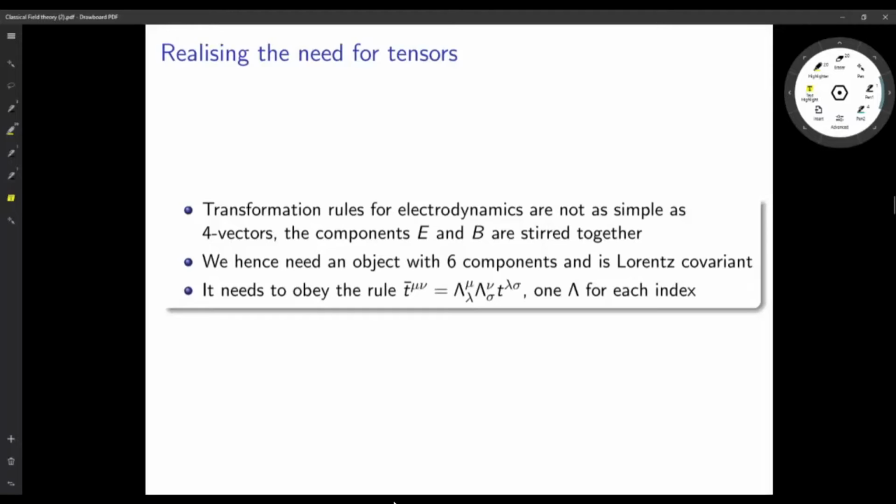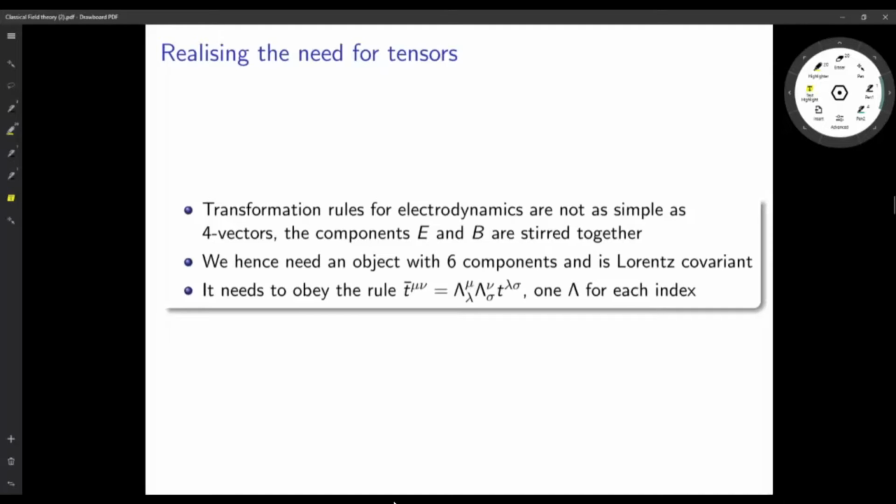Right? And it needs to be Lorentz covariant. So naturally, if you see the third bullet point there, it needs to obey the rule T dash mu nu is equal to, there are 2 lambdas there, right? One for each index. So you can think of each of them transforming each one of your 4 vector indices.